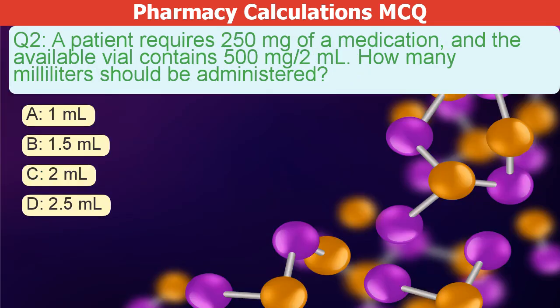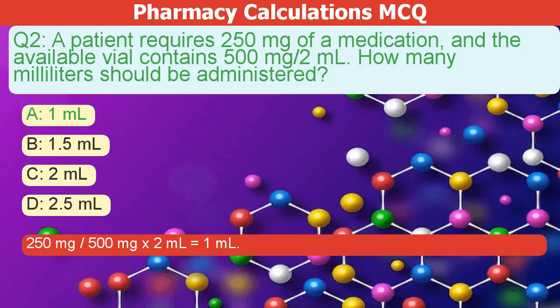A patient needs 250 milligrams of medication. The vial has 500 milligrams in 2 milliliters. How many milliliters should be given? A. 1 milliliter. B. 1.5 milliliters. C. 2 milliliters. D. 2.5 milliliters.